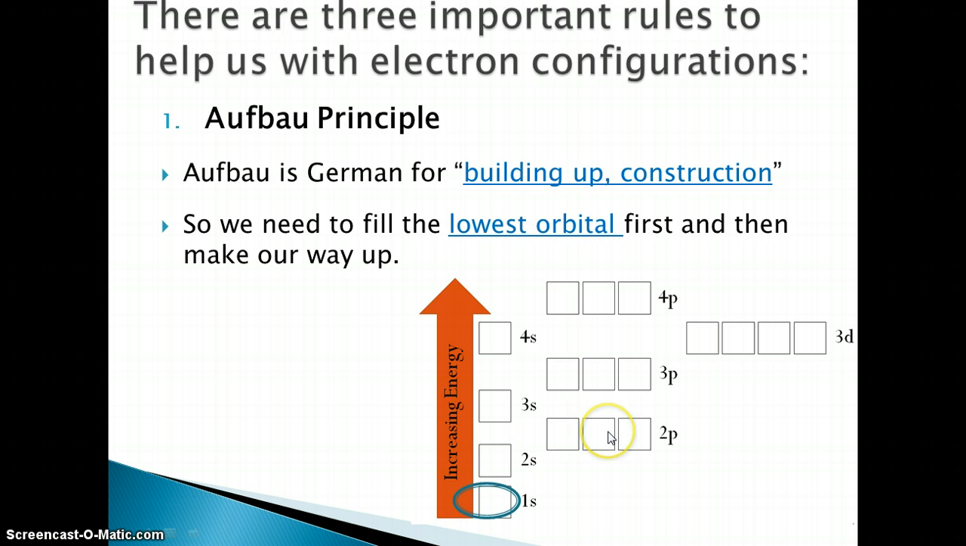Then we'll move up to 2p, and then 3s, then 3p, then 4s, then 3d, and then 4p. So we're going to fill our orbitals in the 1s orbital first, and remember these are our electrons, and then we can move up to the 2s.